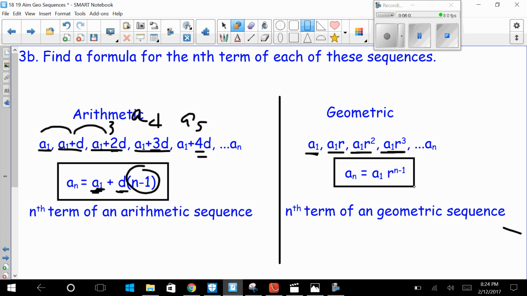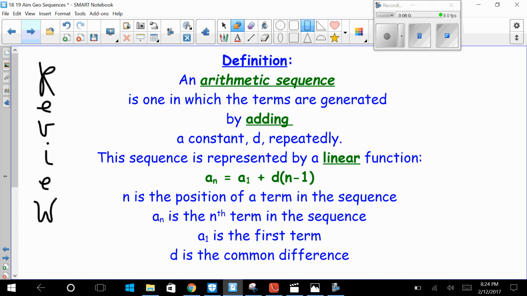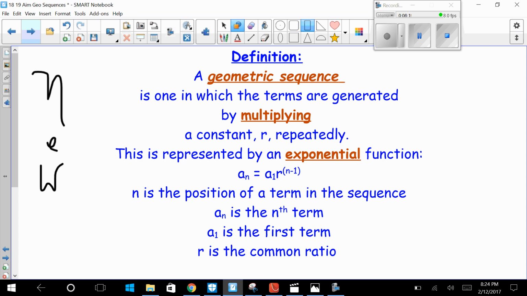So we'll have a couple of examples. So this is review. We've done this before. It's probably in your first review booklet that you made. Maybe. But here it is. If you don't have it, take your notes. And the new one for today is this.